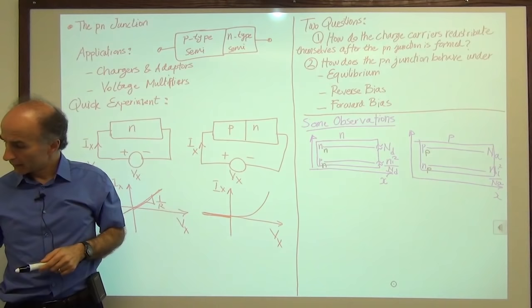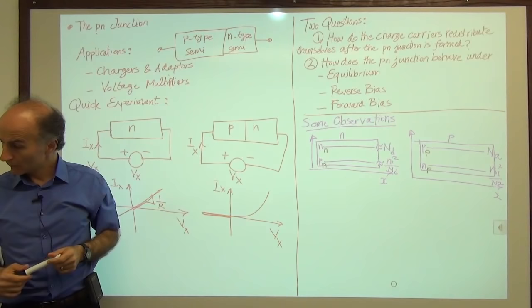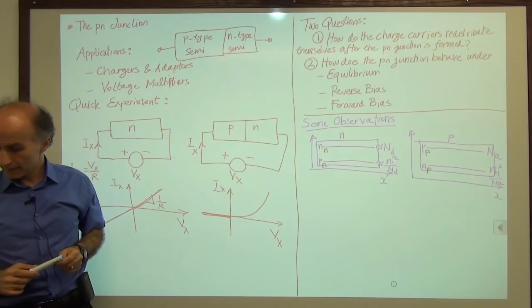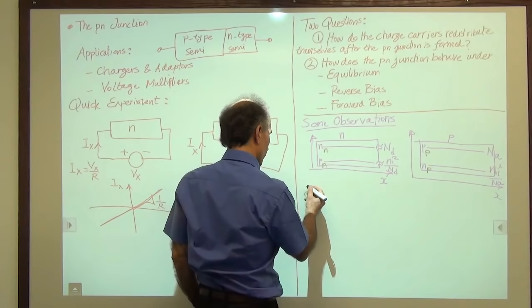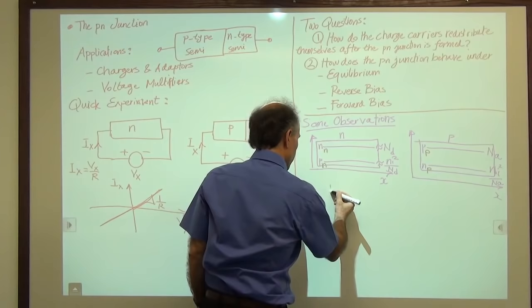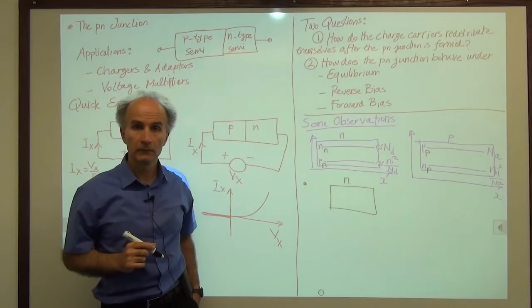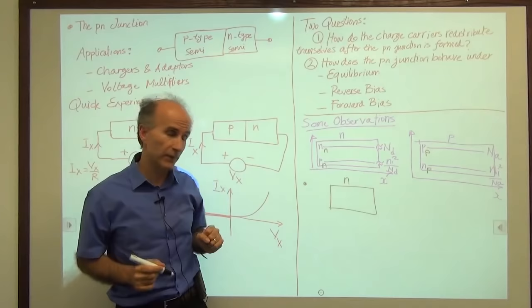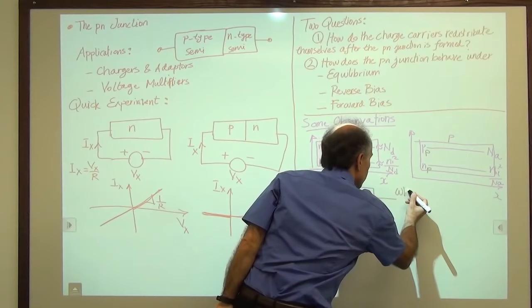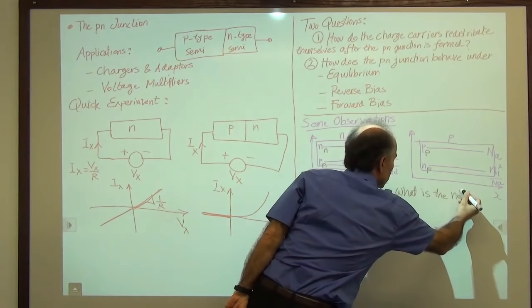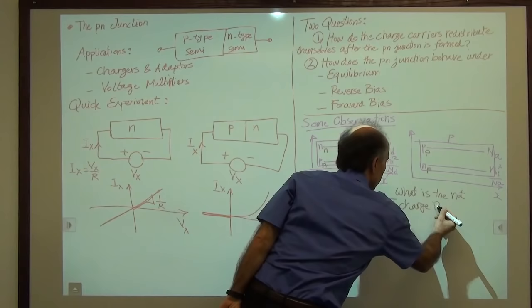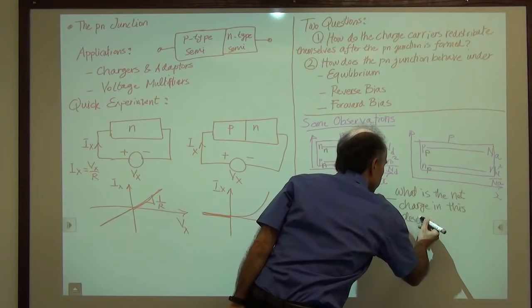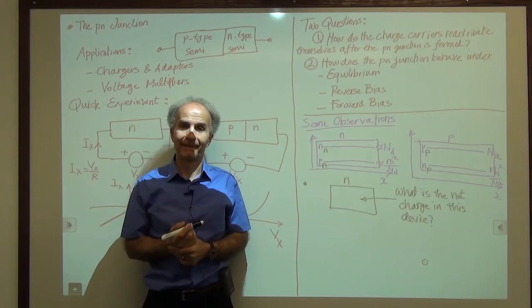Okay, so let me consider the first case. The next observation that I would like to make is the following. Let's consider a piece of n-type silicon just by itself. It has an abundance of electrons, it has very few holes. So the question I ask is, what is the net charge in this device? What is the net charge?